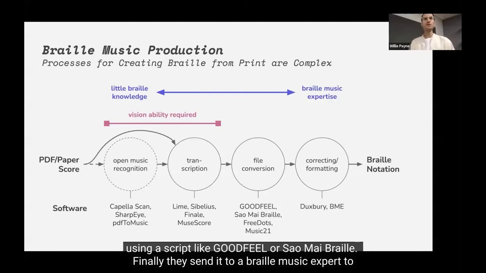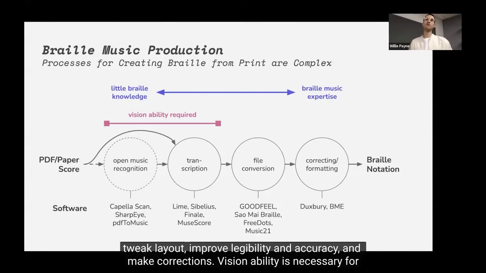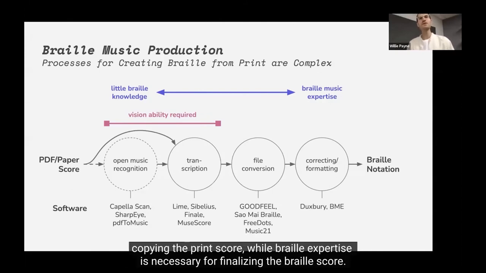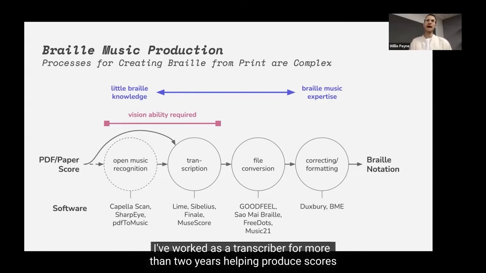Finally, they send it to a Braille music expert to tweak layout, improve legibility and accuracy, and make corrections. Vision ability is necessary for copying the print score, while Braille expertise is necessary for finalizing the Braille score. I've worked as a transcriber for more than 2 years, helping produce scores for blind and visually impaired learners, so I'm very familiar with this workflow.